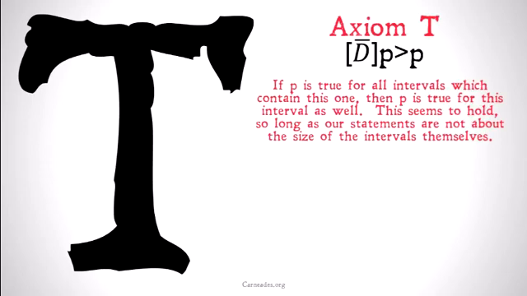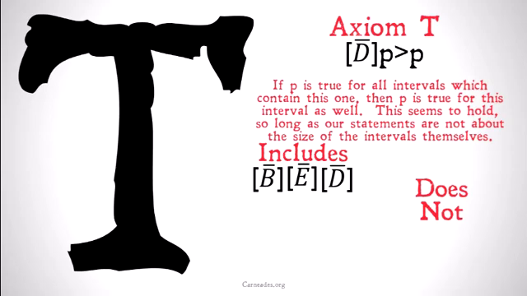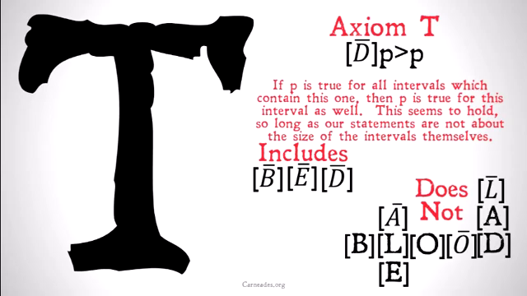Next up, axiom T. If P is true for all intervals which contain this one, then P is true for this interval as well. This seems to hold so long as our statements are not about maybe the size of the intervals themselves. So these three are ones that are included, while the rest probably don't include axiom T. Basically, all of those where the larger interval is in some way bigger than the current interval probably are going to like axiom T, while the other ones may disagree with it. Hopefully you understand why that's the case. If not, check out what those specific intervals are and what they do to see if you agree. And if you disagree and think that axiom T does not hold for those, or holds for one of those that I say that it does not, write in the comments below and we'll check it out.